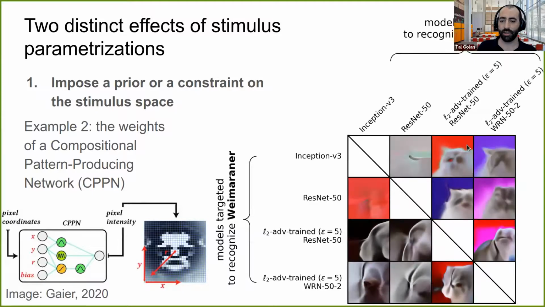And here you see the results for the same controversial stimuli synthesis procedure, but now using this parameterization. Here, although we eliminated high frequency patterns, these two models are still somewhat human misaligned for this image. Here, I actually recognize the ear of a Weimaraner. At least I would choose Weimaraner if I was faced with this image in a trial.